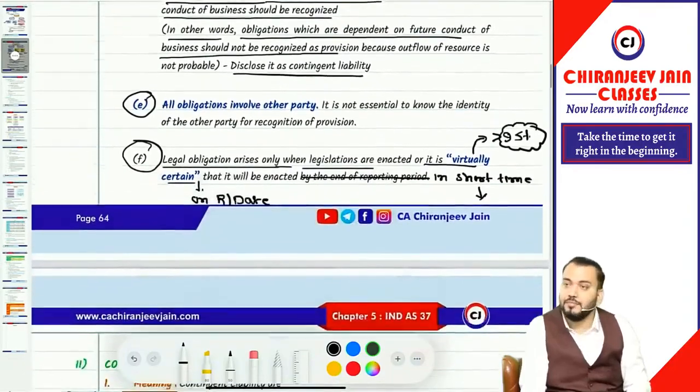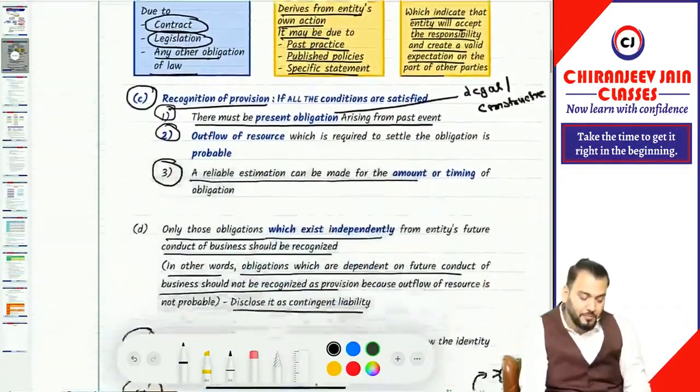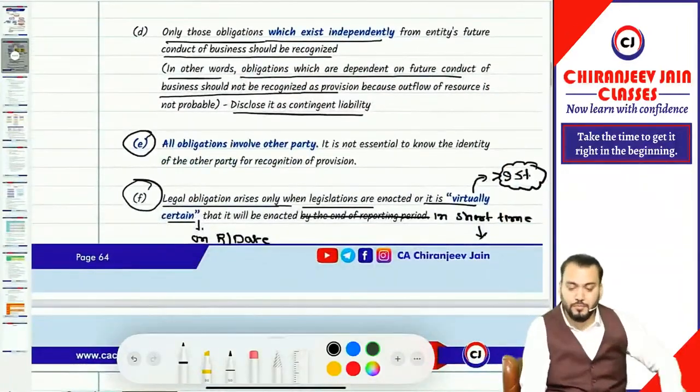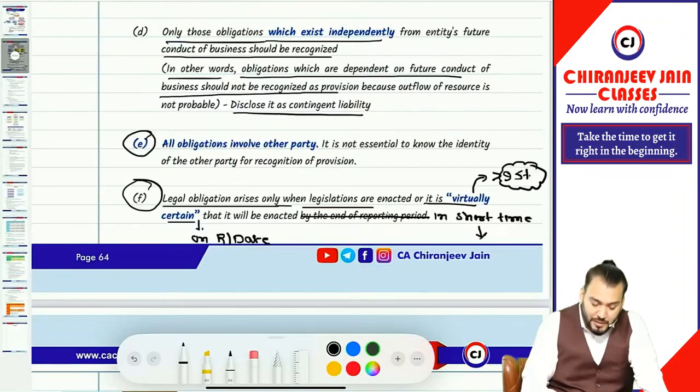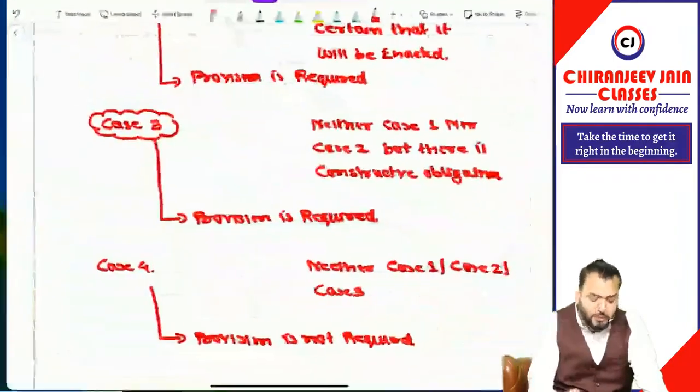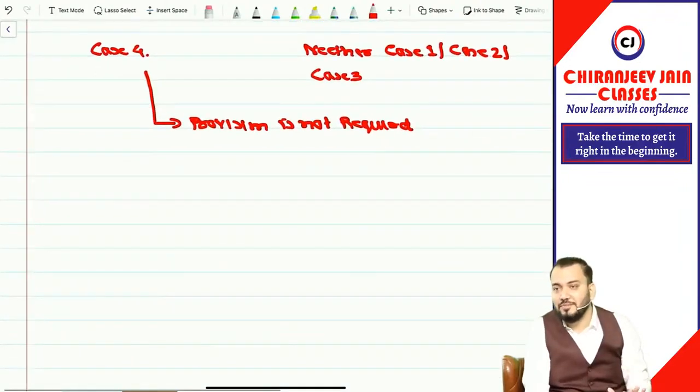Any doubt in this? Now if you have any doubt you can ask me. Any doubt? No doubt? Correct. Now once you have understood provision, it will not take much time for contingent liability.